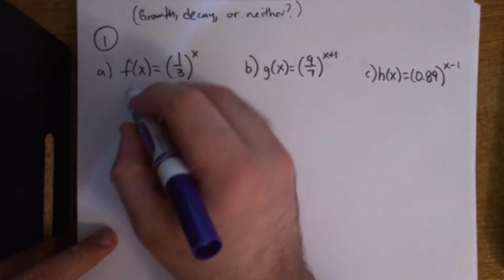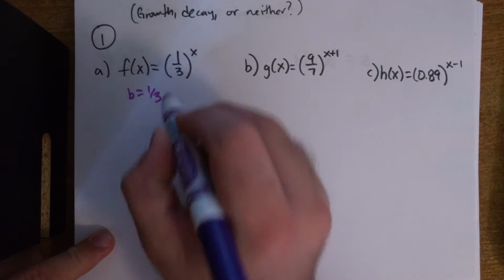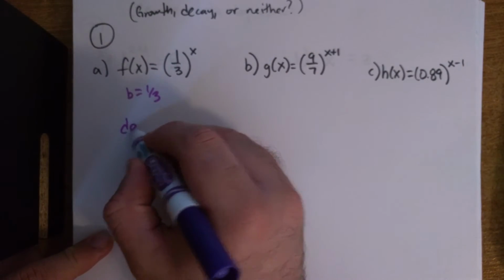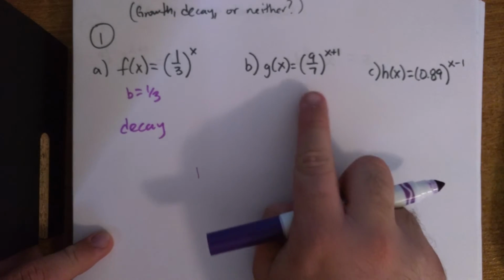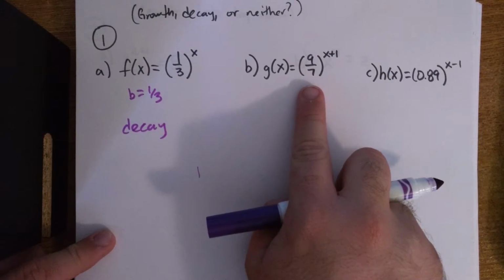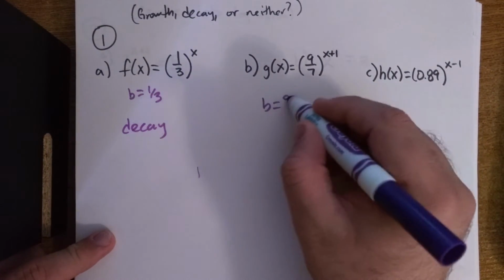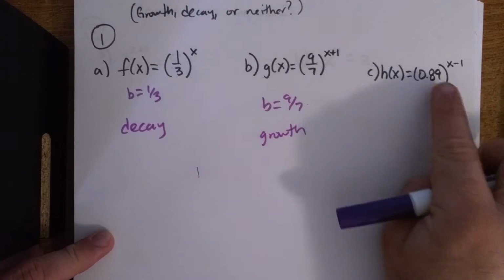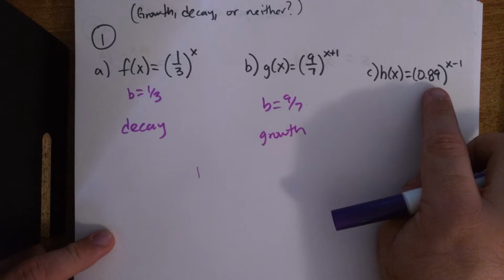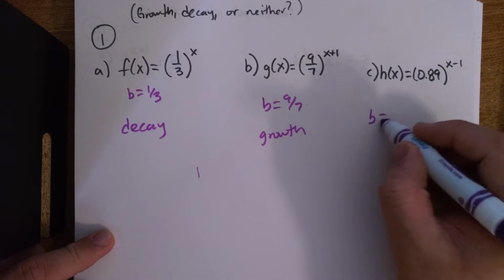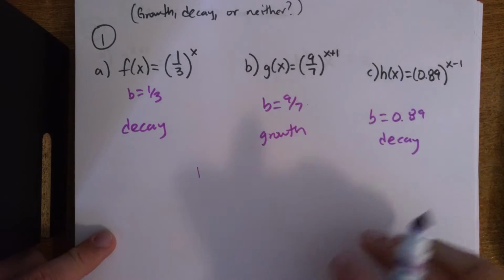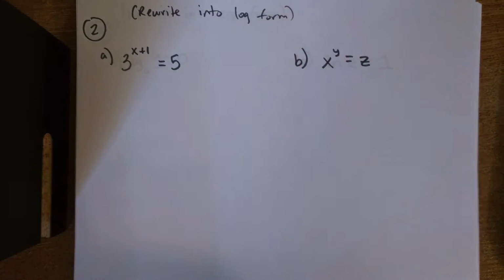So, in this case, B is 1/3. So that's between 0 and 1, so this is decay. 9/7, that's greater than 1. So your B value is 9/7, which is greater than 1, which is growth. And 0.89, that's between 0 and 1. So that's decay. Pretty easy on that one.